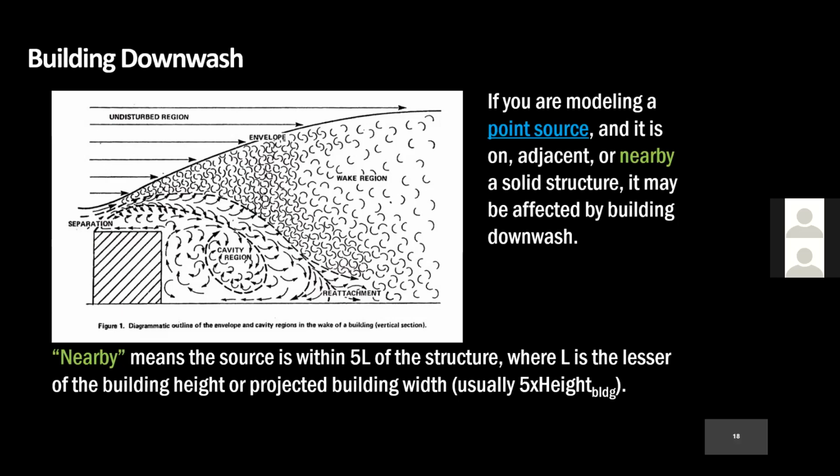Now, you'll know if you need to turn on building downwash if you have a building that is nearby your source. And nearby really means it's within 5 L of the downwash structure, where L is the lesser of the building height or the projected building width. Most of the time that L ends up being the building height. So if you have a building that is 50 feet tall, then your source has to be within 250 feet of that building. Otherwise, it's too far away to be affected by building downwash.